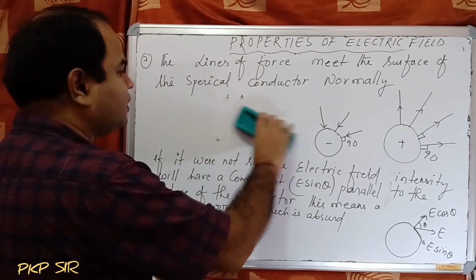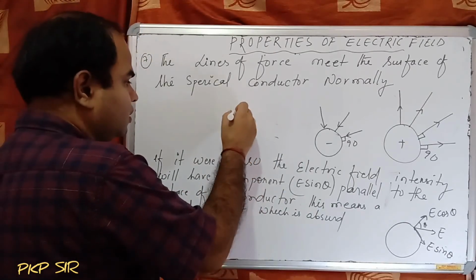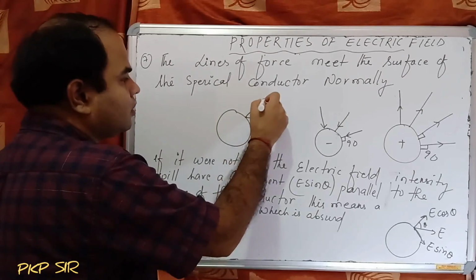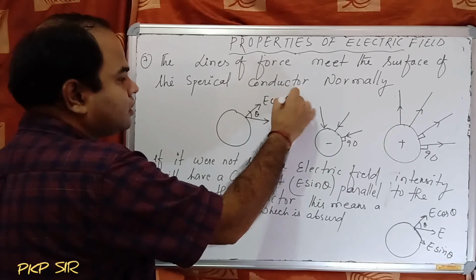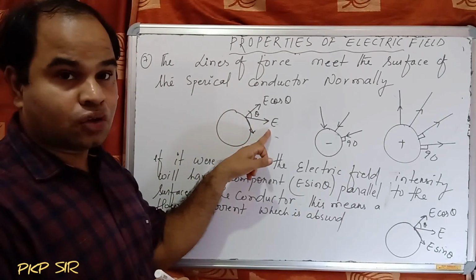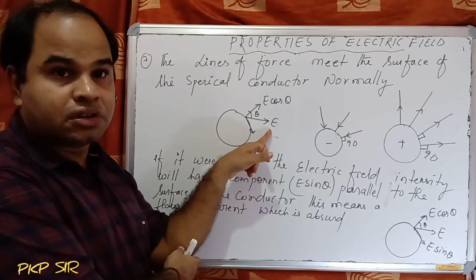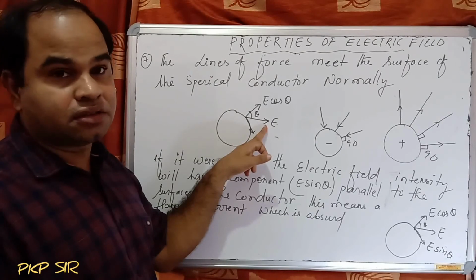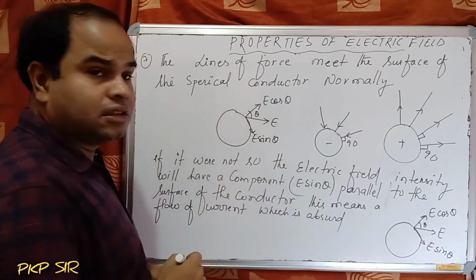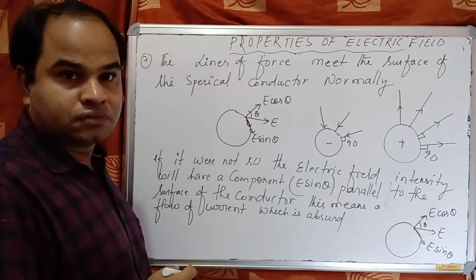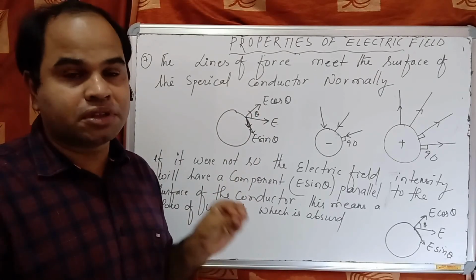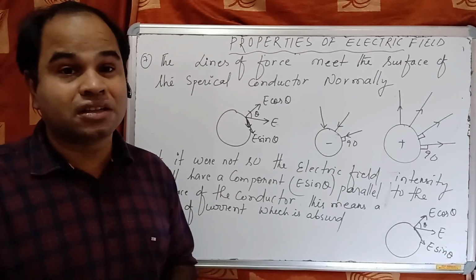Suppose the electric field lines make some angle, not 90 degrees. Then there are two components: one perpendicular component and another parallel component. Let us say this electric field makes some angle theta. It has two components, E cos theta and E sin theta. This E sin theta component is moving inside the conductor. This is not possible, since we just said that an electric field due to a charge inside the conductor is not possible.